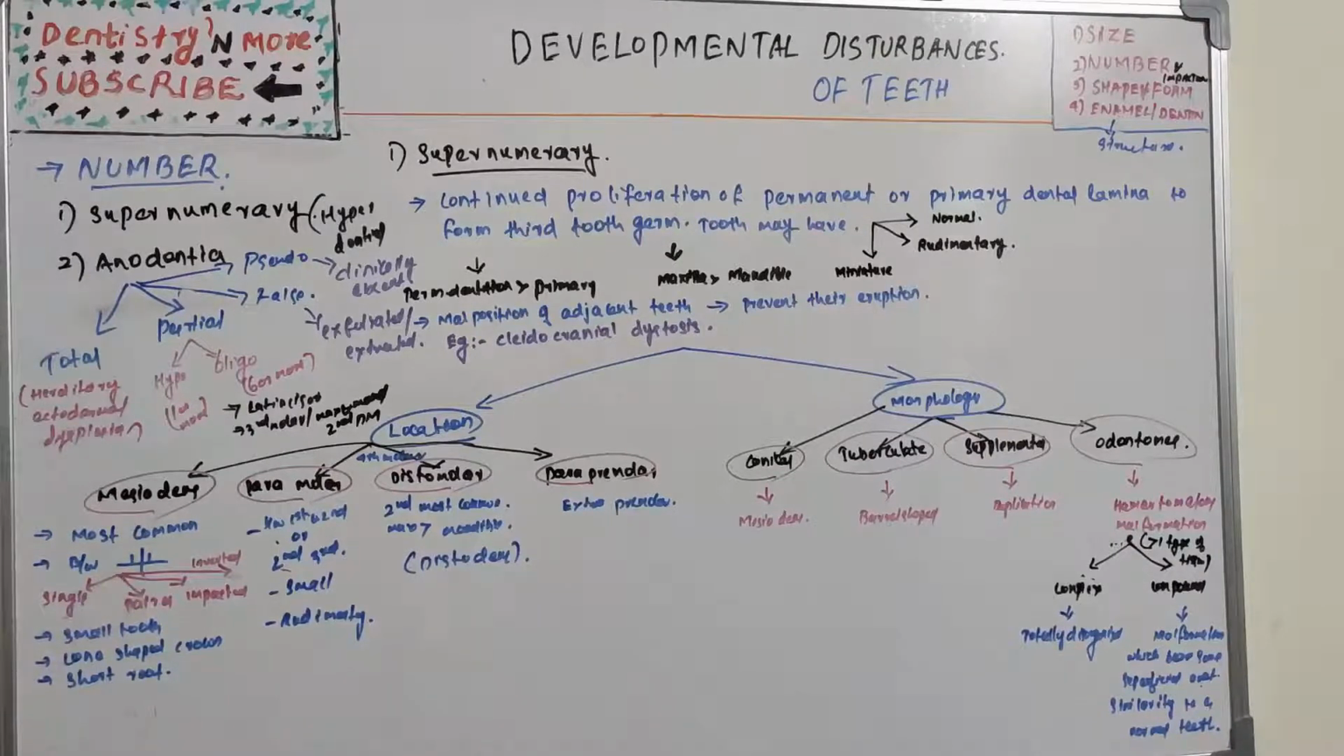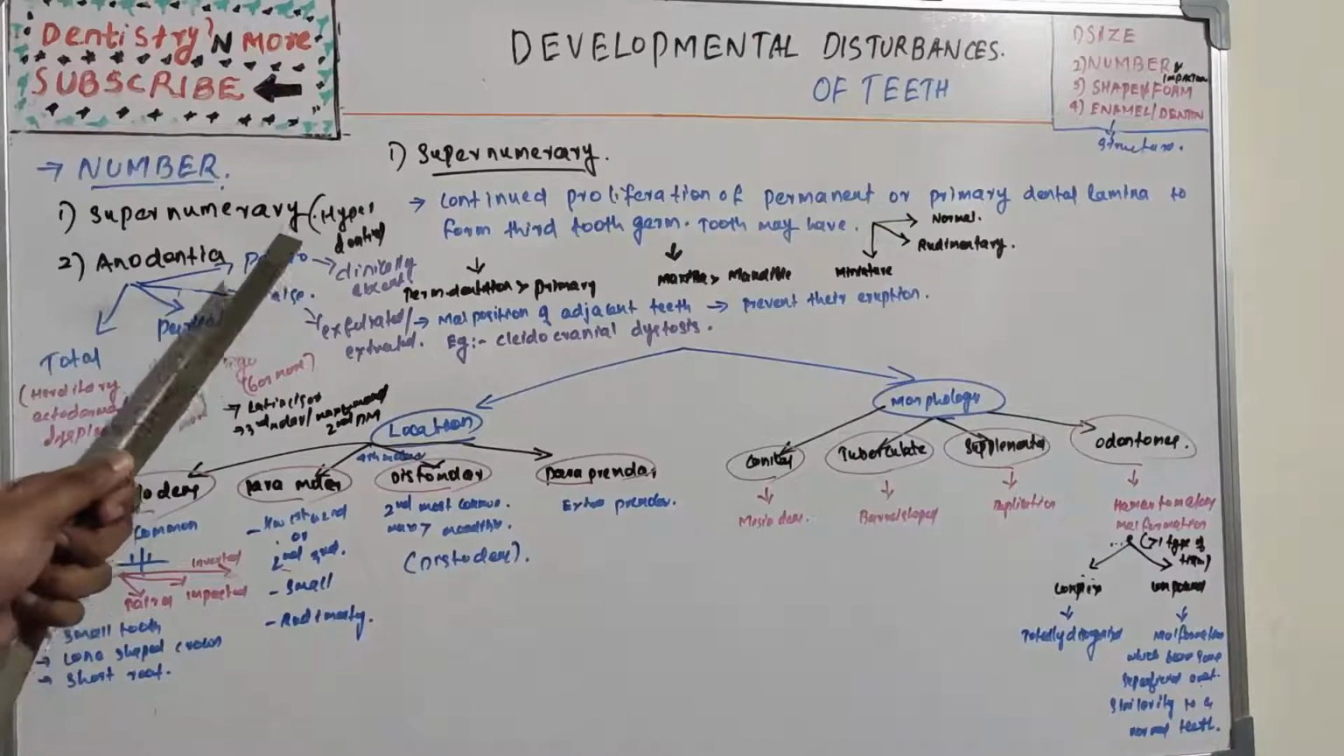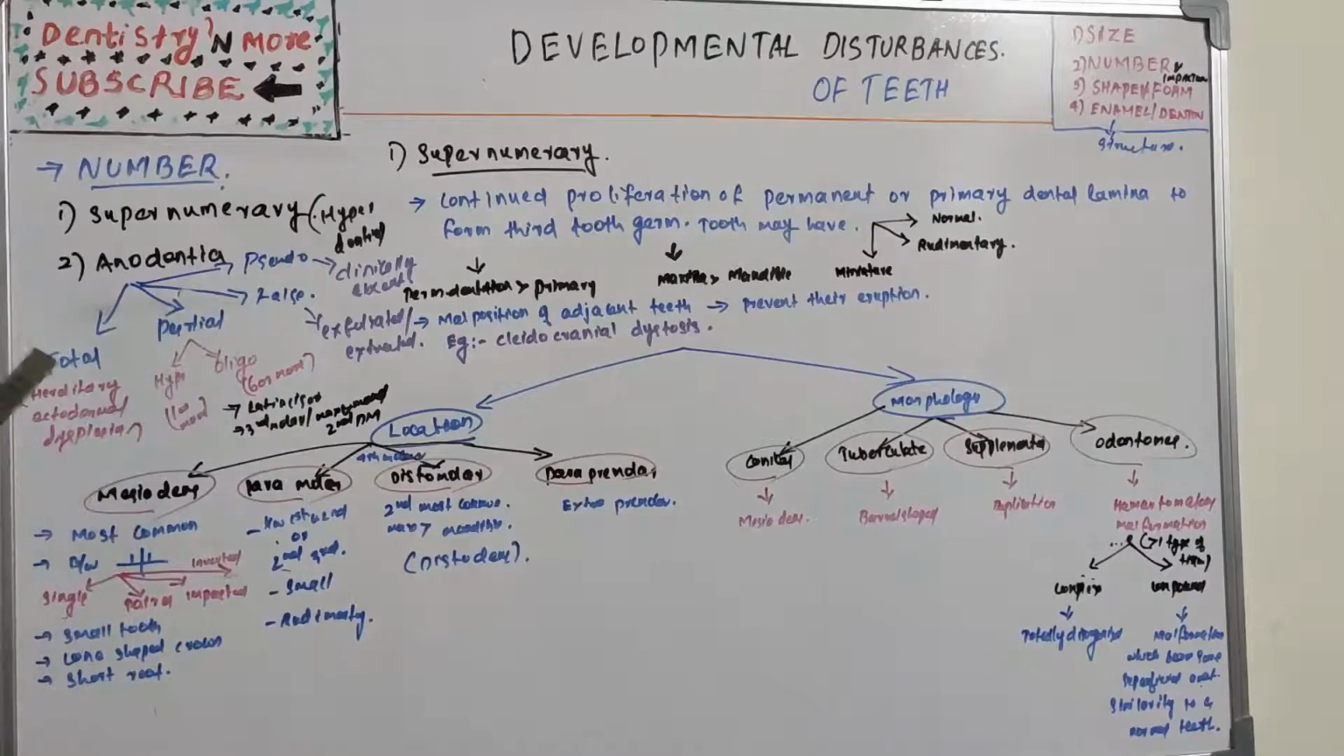So these are the four types of anodontia. It is a common question. One is total anodontia, partial anodontia, false anodontia, and pseudo anodontia. Total is complete loss. Partial could be hypo or oligo. False could be due to exfoliated or extracted, and pseudo could be a clinically absent condition. The most common are lateral incisor, third molar, and maxillary or mandibular second premolar.